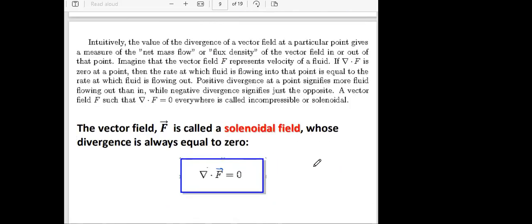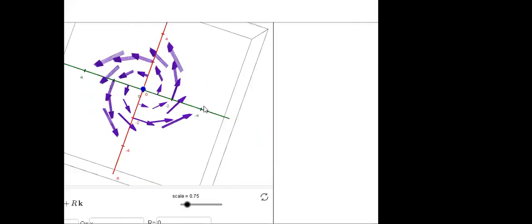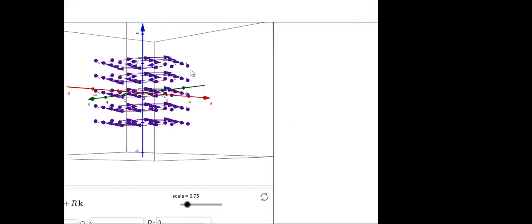So actually, if you have a field like this, let's say a vector field.